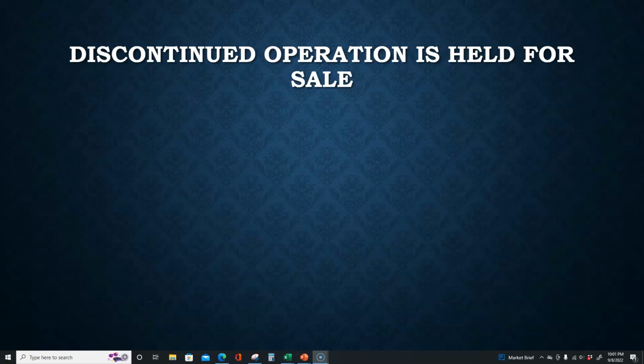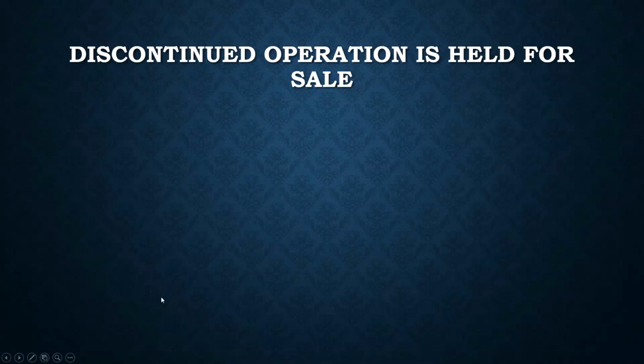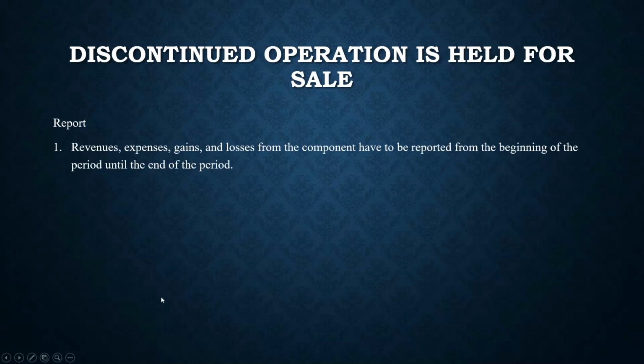In this video, we're going to look at discontinued operations where a company has decided to discontinue a component, but it has not sold it as of the end of the accounting period. In that situation, a company is required to report a few things. First, it's supposed to report the revenues, expenses, gains, and losses from the component that they're going to dispose of, from the beginning of the period until the end of the period. So for the whole accounting period, they're supposed to report the revenues, expenses, gains, and losses from that component.